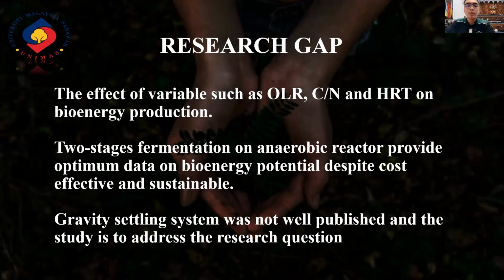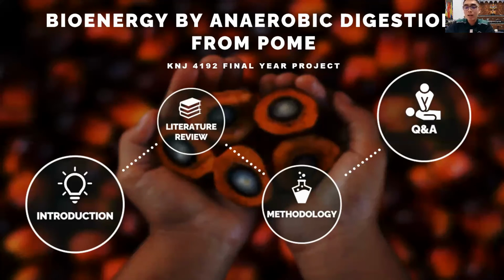And then for the research gap, the effect of variables, as I mentioned, such as organic loading rate, carbon to nitrogen ratio, and SRT on bioenergy production is essential, as it provides the optimum data for biogas production. Two-stage fermentation in an anaerobic reactor will provide optimum data on bioenergy potential, as the two stages are cost-effective and sustainable. Lastly, the gravity settling system was not well published, and this study is to address the research question. So we'll continue with the methodology.